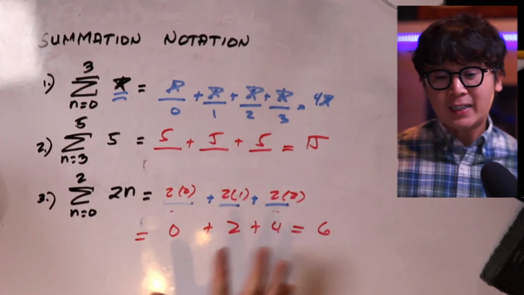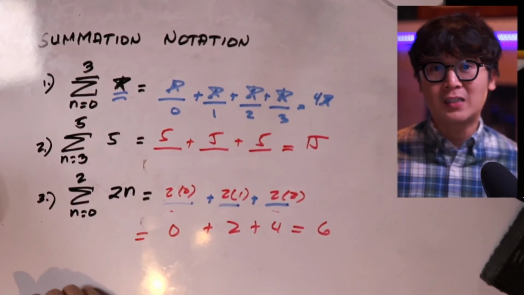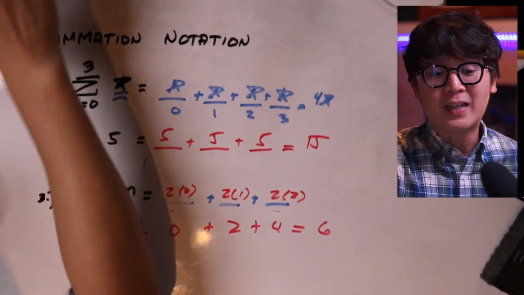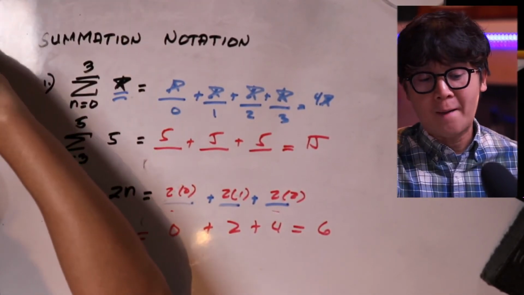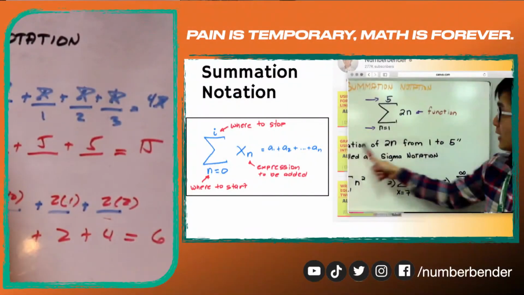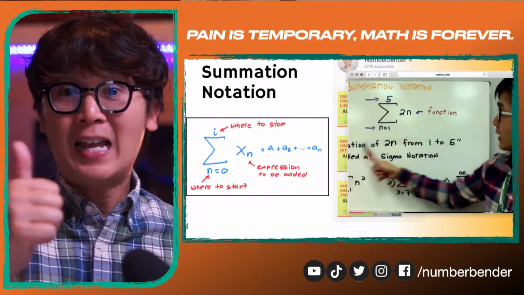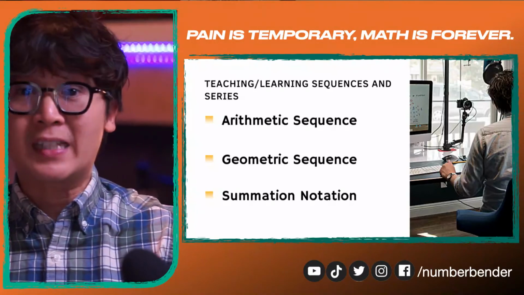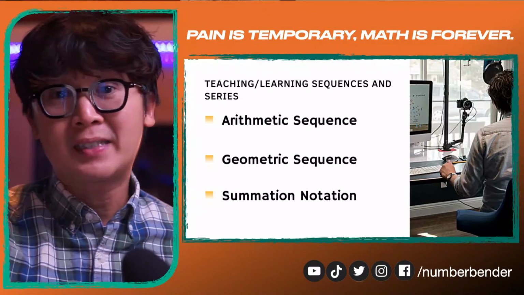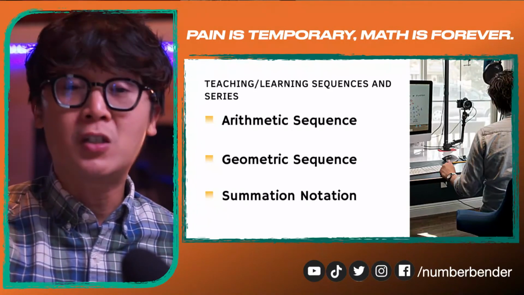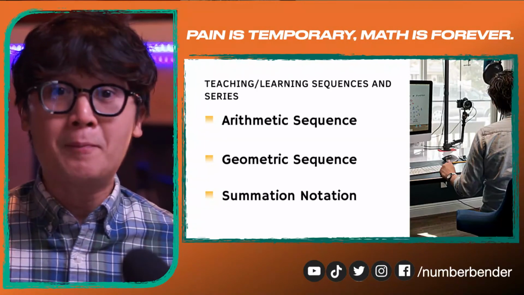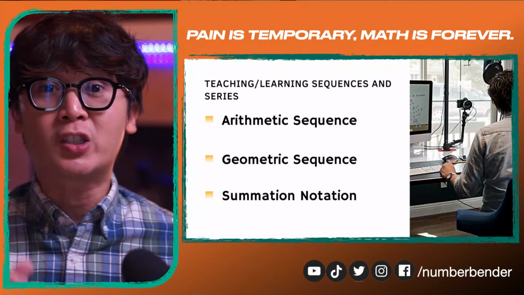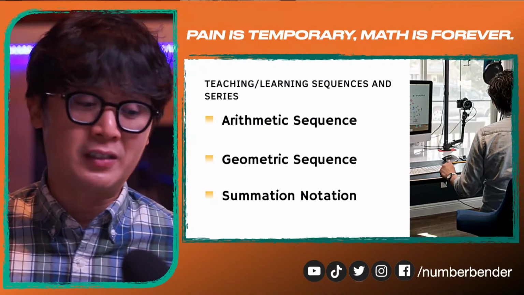It can look like Greek, but if you understand the concept of the summation notation, it's actually really simple. This is what we worked on in our lesson on sequences and series. We have 3 of them: the arithmetic sequence, the geometric sequence, and the summation notation, which are pretty simple if you understand the language of mathematics in terms of these Greek letters that we are seeing.